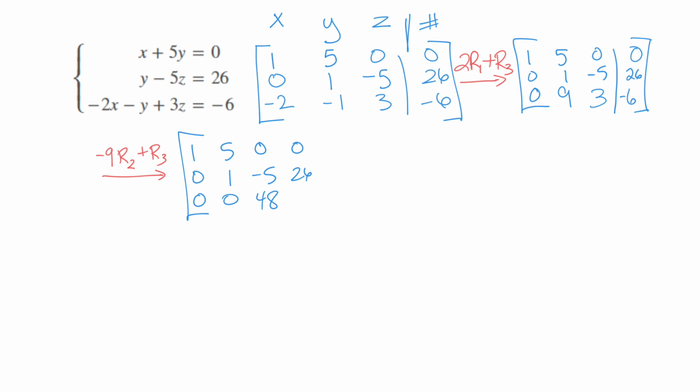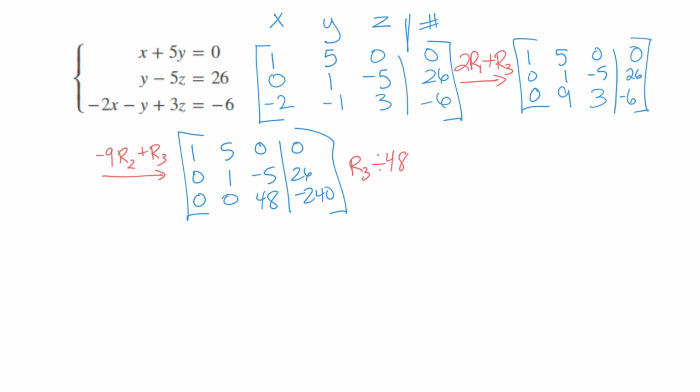Now that seems bad until you get to this next step. Because what I'm wanting is this right here to be a 1. So to make that be a 1, I divide by 48. And I bet this divides nicely by 48. Yep. All right, so I'm going to take row 3 and divide by 48, sorry.